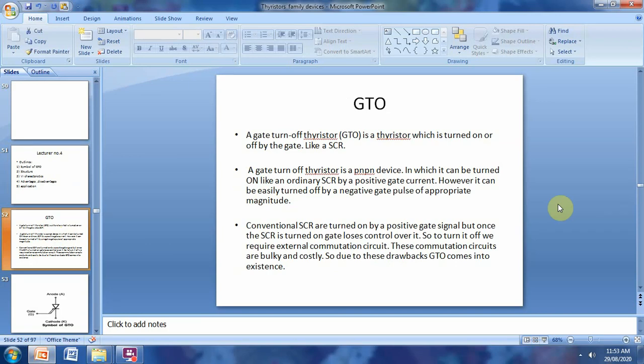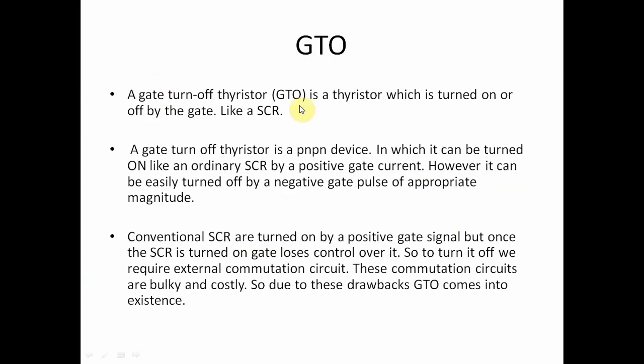What is the meaning of GTO? GTO is nothing but Gate Turn-Off thyristor. GTO is a thyristor which is turned on or turned off by the gate. GTO is turned on or turned off by using the gate.